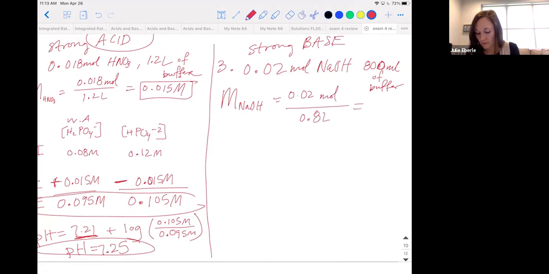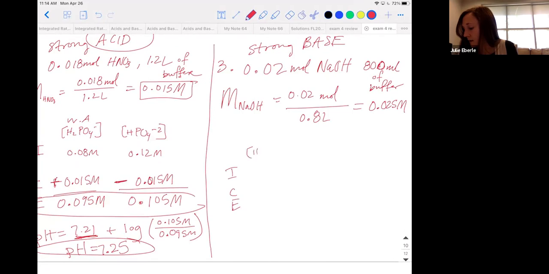I'm just making up numbers here, but this could all be valid stuff. 0.025 molar. That's my concentration. Now set up your ICE chart. Calculate how the concentrations of weak acid and conjugate base change.